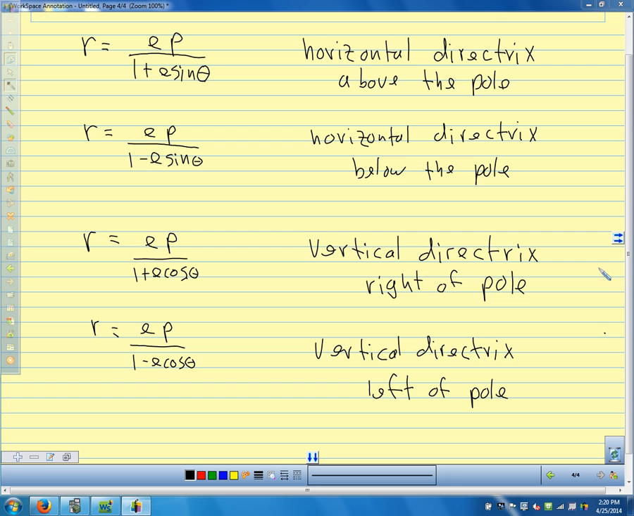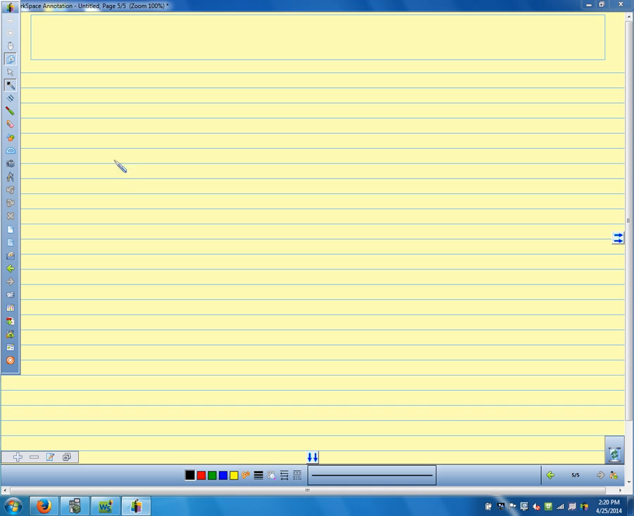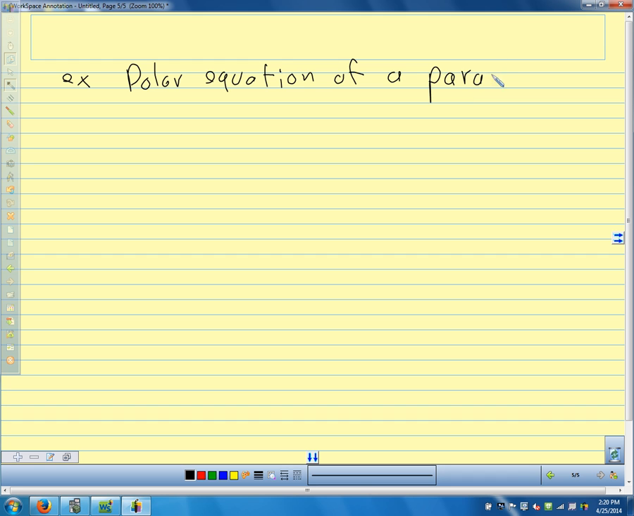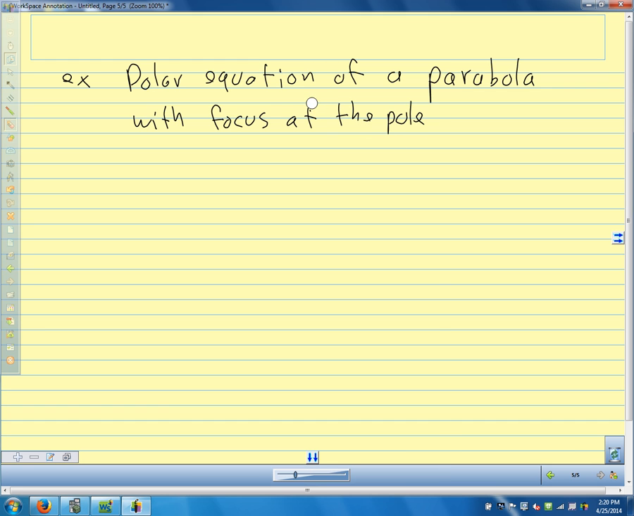All right, so let's take a look at how we can use this information to help us with certain kinds of problems. All right, so let's say we want the polar equation of a parabola with our focus at the pole and directrix x equals -4.